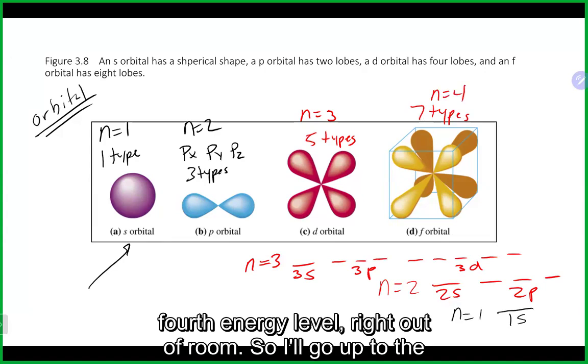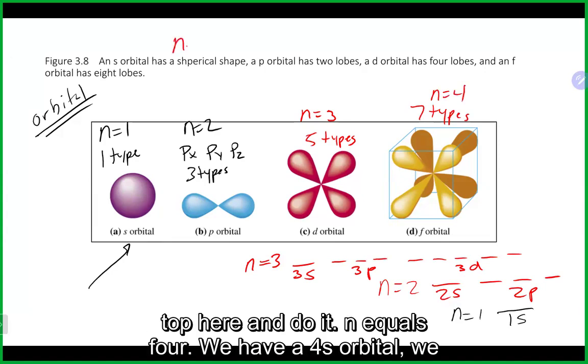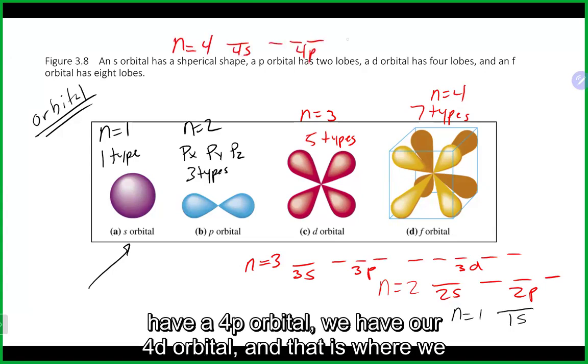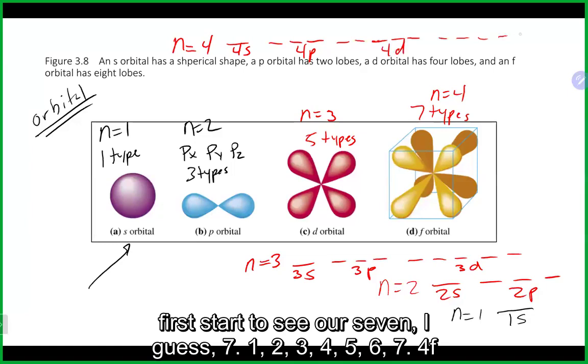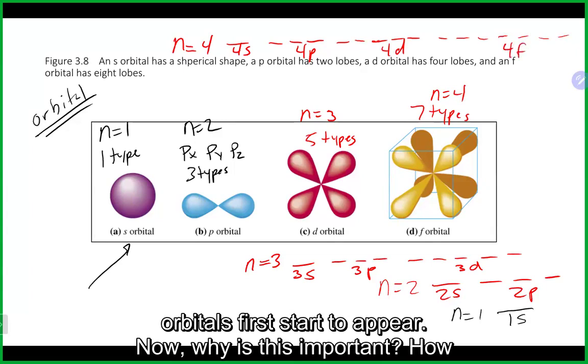Running out of room, so I'll go up to the top here and do it. N equals 4. We have a 4s orbital. We have a 4p orbital. We have our 4d orbital, and that is where we first start to see our 7, 1, 2, 3, 4, 5, 6, 7, 4f orbitals first start to appear.